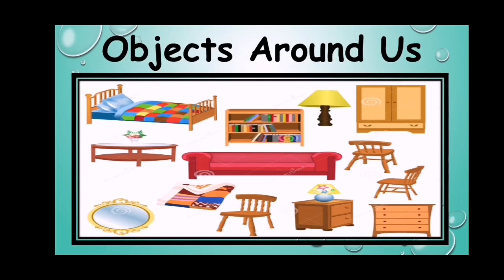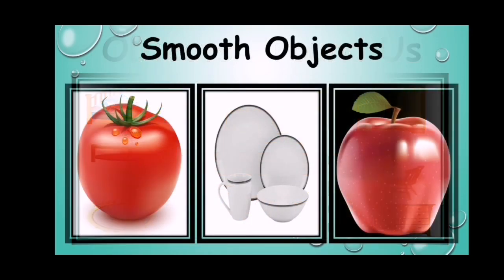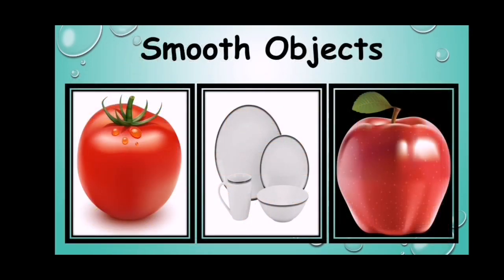Are you ready? Listen. Some objects or things around us can be smooth. Say with me. Smooth. What are smooth objects? Take a look at these pictures. We have here a tomato, dinnerware like the plates, mug and a bowl. We have also here an apple.